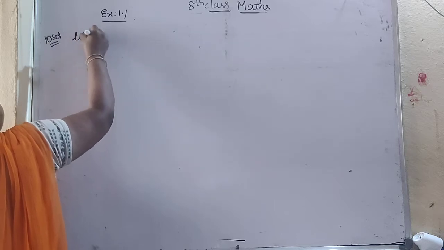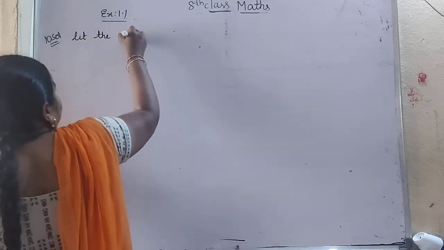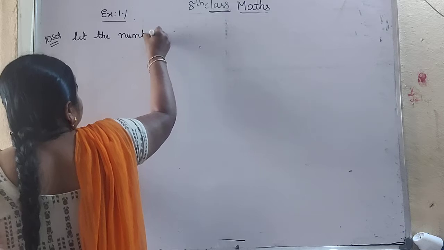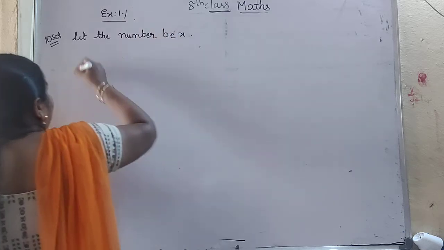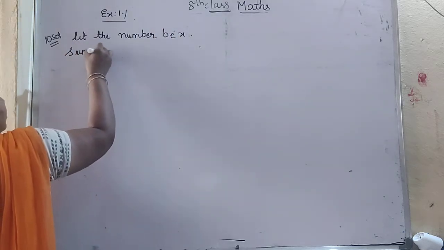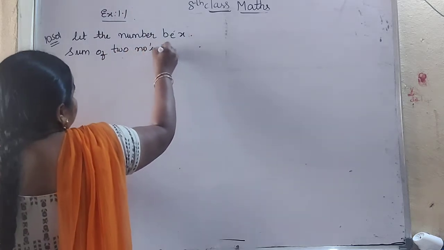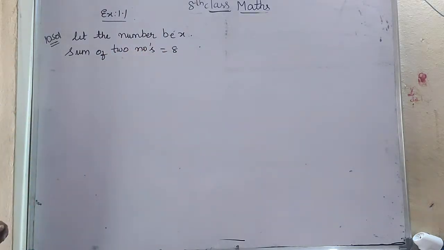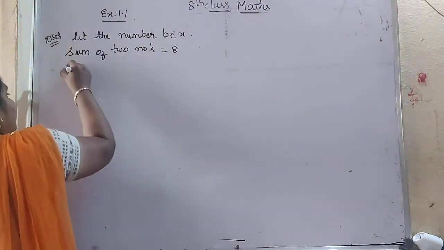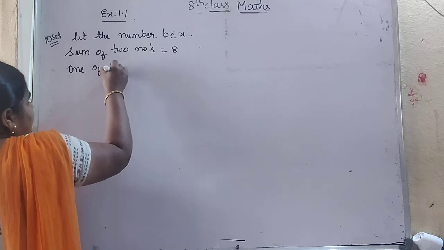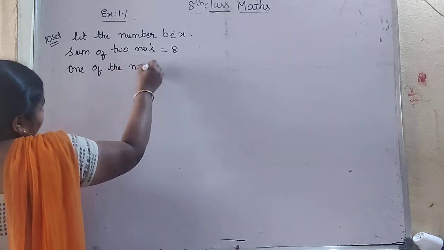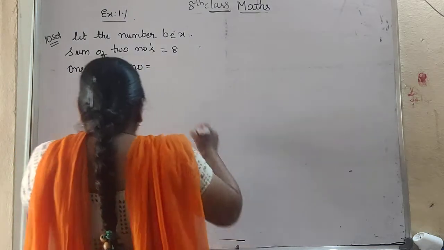So let the number be x, and they told that the sum of two numbers is how much? 8. So if you are adding any two numbers, the result will be 8. In that, one of the numbers is, what is one of the numbers? That is minus 5 by 6.